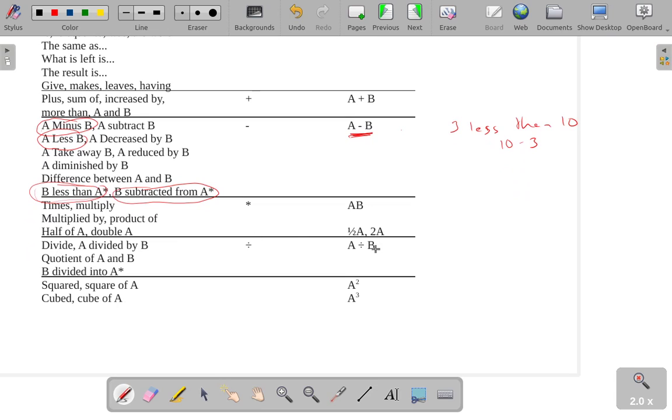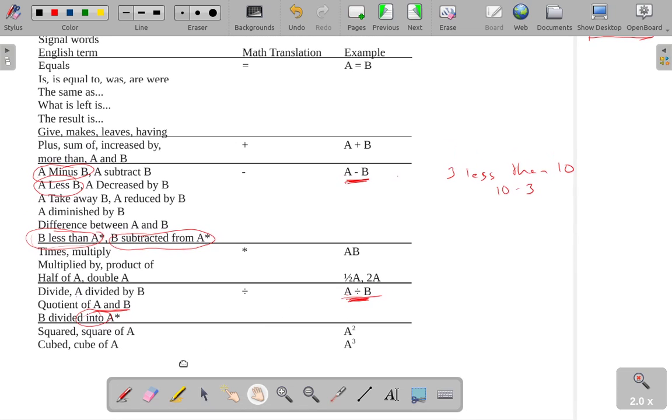With division, keep in mind that the order of the numbers matters again. A divided by B, that's the standard way you would read it. You could say the quotient of A and B. That would also be A divided by B. However, if you say B divided into A, that would also be A divided by B. Dividing into instead of dividing by is one of the ways you would use in English to swap the order of those numbers. So there's a couple other things on here.